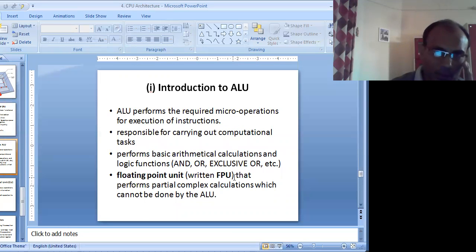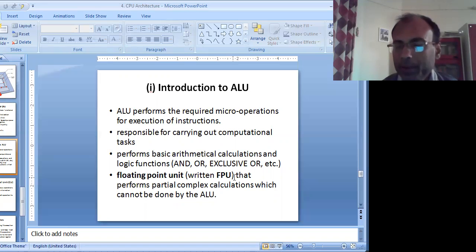Now we can talk a little bit regarding each and every component of the CPU. Then in the next lecture, I will talk about all these internal CPU components in more detail. So let's have a brief idea of what each and every component of the CPU does. So come to the ALU.